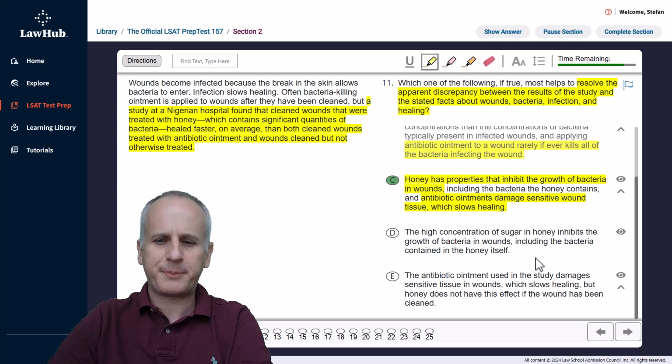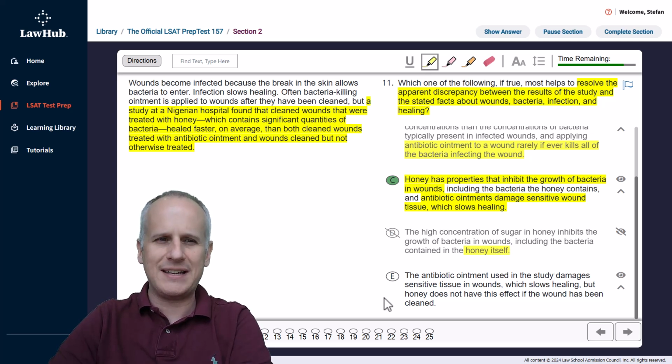Next, choice D, the high concentration of sugar in honey inhibits the growth of bacteria in wounds, including the bacteria contained in the honey itself. Well, this does half of the issue. It shows us why honey is good. But unlike choice C, it doesn't show why the antibiotic ointment wouldn't work as well. So choice D only addresses half of the paradox, so we can eliminate it for not addressing the ointment half of the results from that study.